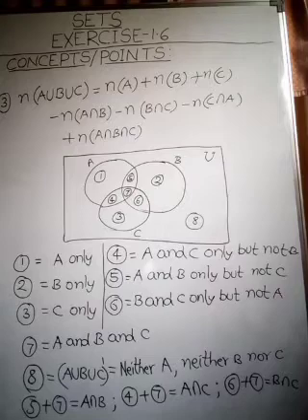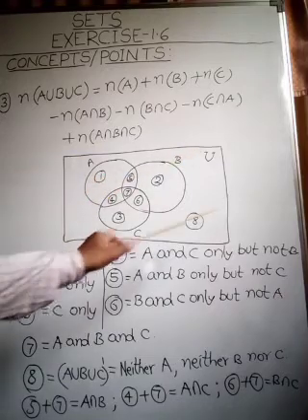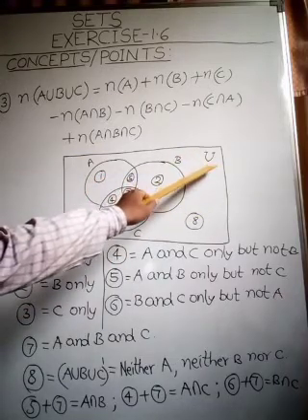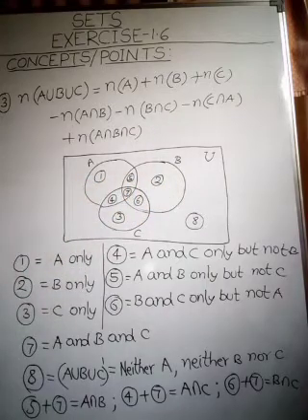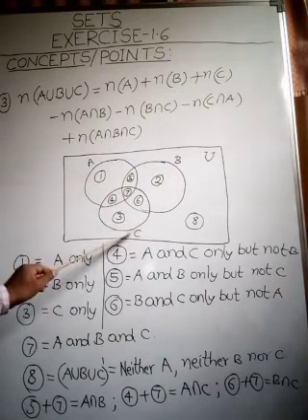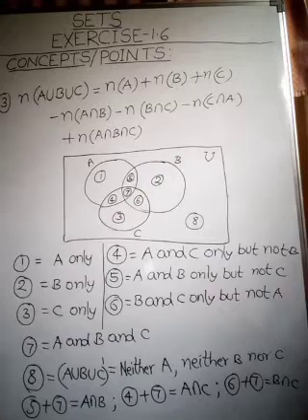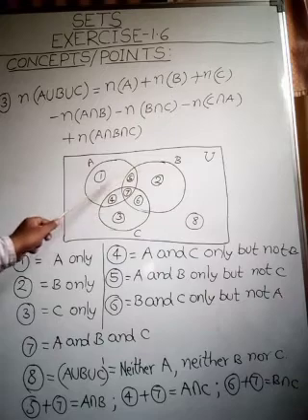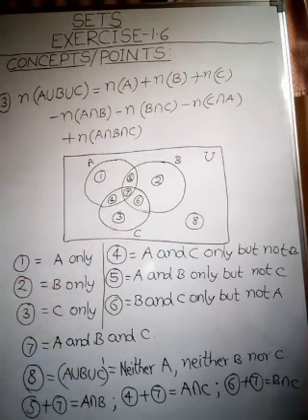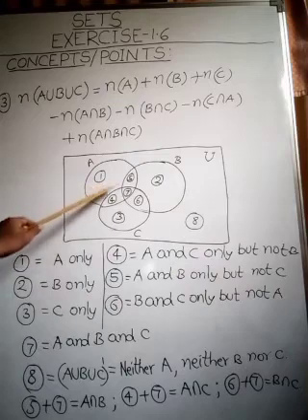Okay, my dear children. Now I have taken a Venn diagram. This is a universal set. In this universal set, A, B, and C are three subsets of the universal set, and they are not disjoint. Means some elements are in common. In this case, I have divided the entire Venn diagram into 8 disjoint sets.